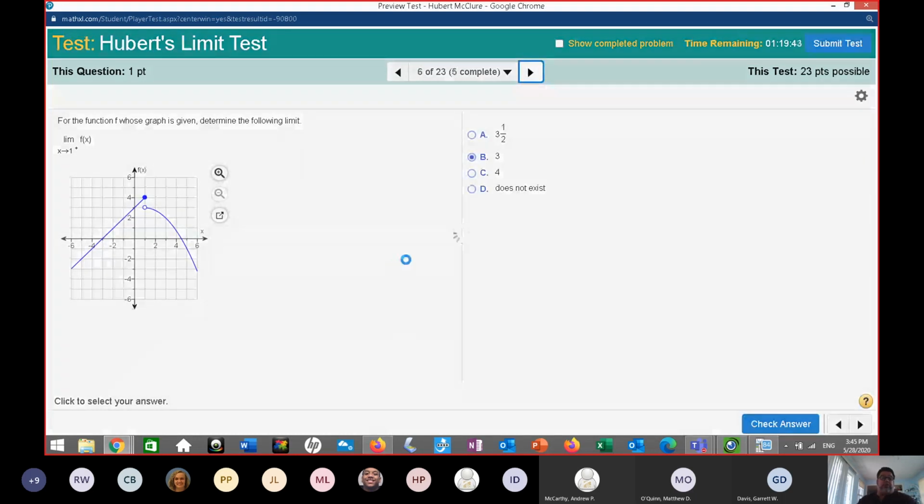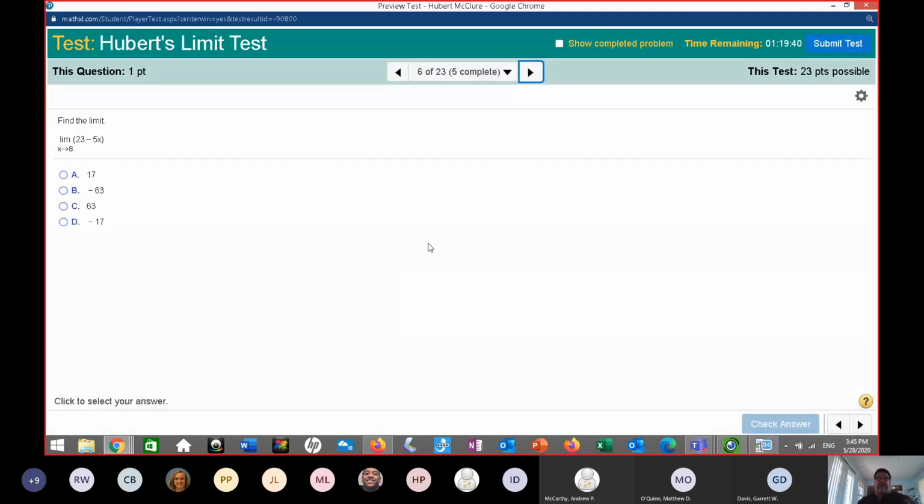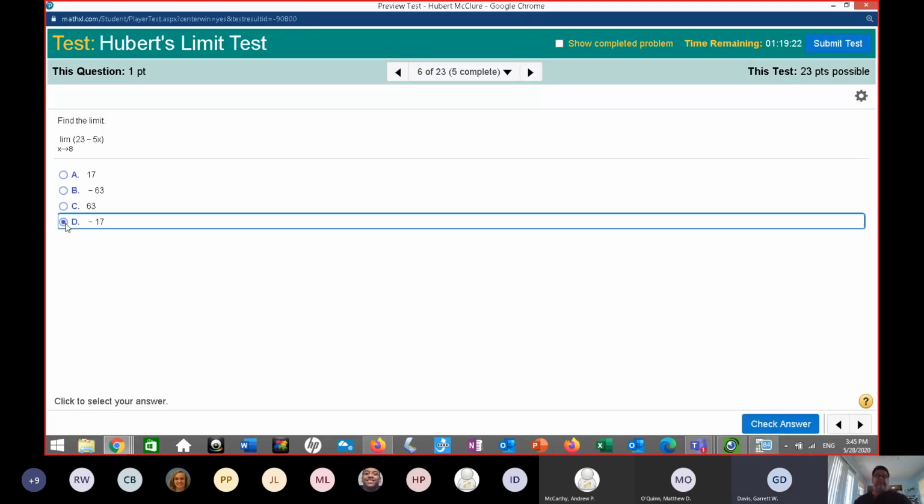I told y'all at the beginning of limits, I said it wasn't going to be difficult. Find the limit. What do you do here? Plug and chug. So that's going to be 23 minus 5 times 8. What's 23 minus 40? Negative 17.